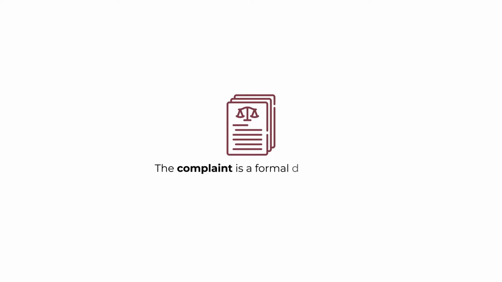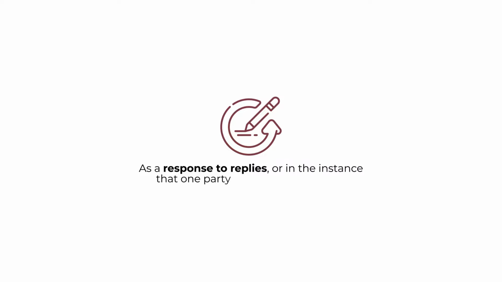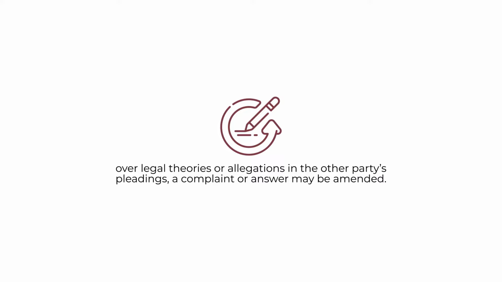The complaint is a formal document filed by the plaintiff with the court. The complaint generally contains an explanation for why the court holds jurisdiction over the case as well. The answer is a response to the plaintiff's complaint. The answer details the defendant's description of the events that led to the dispute, outlining any inaccuracies or falsehoods that they find in the complaint. As a response to the replies, or in the instance that one party requests clarification over legal theories or allegations in the other party's pleadings, a complaint or answer may be amended.